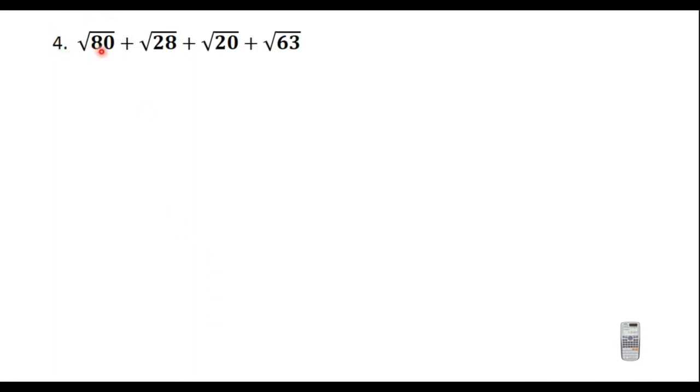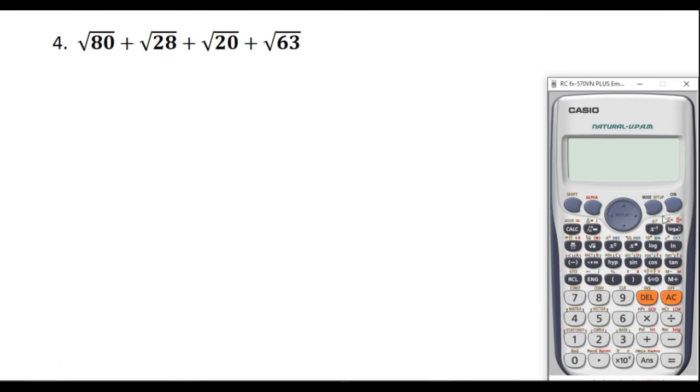We have square root of 80 plus square root of 28 plus square root of 20 plus square root of 63. So you reduce these to their basic form, then you add. So let's look at square root of 80. We are reducing it to its basic form. You press it on the calculator. The calculator is giving us 4 root 5. So the perfect square we are looking for is 4 squared. 4 squared is 16. The other number is 5. So 80 will be replaced with 16 times 5.